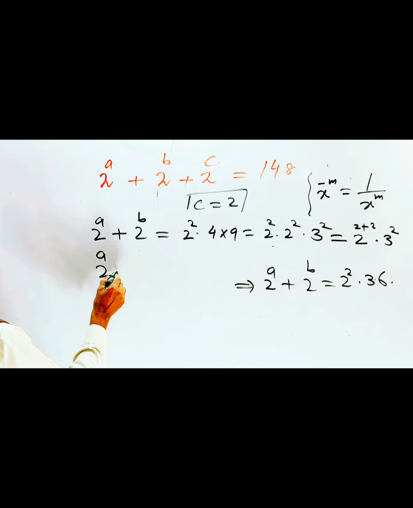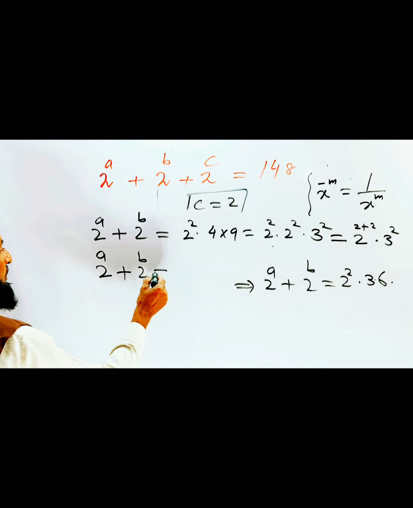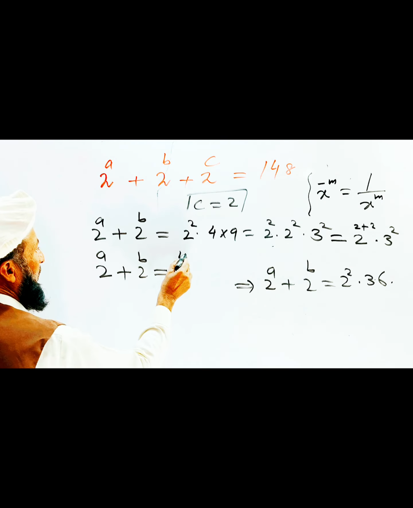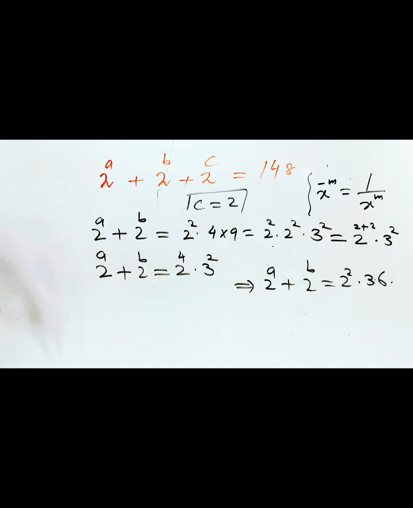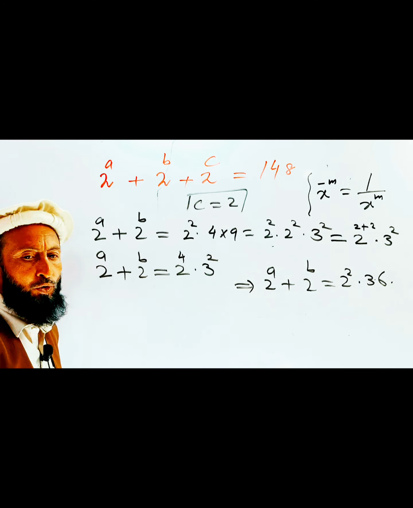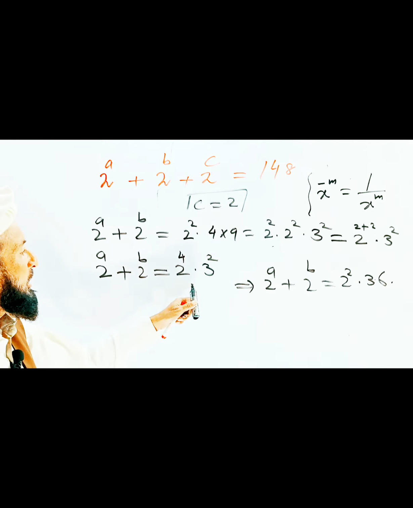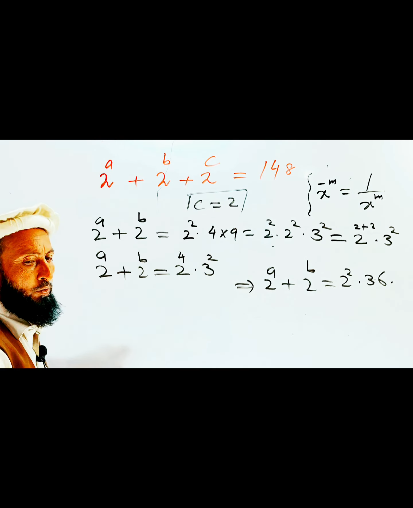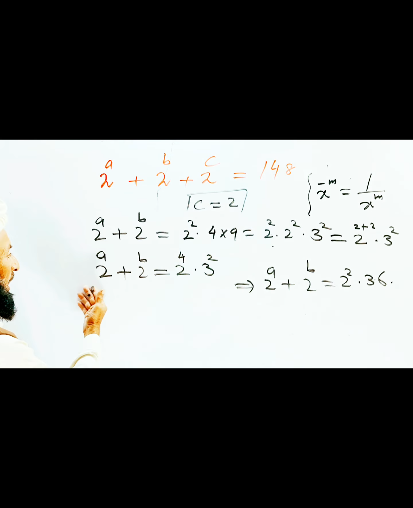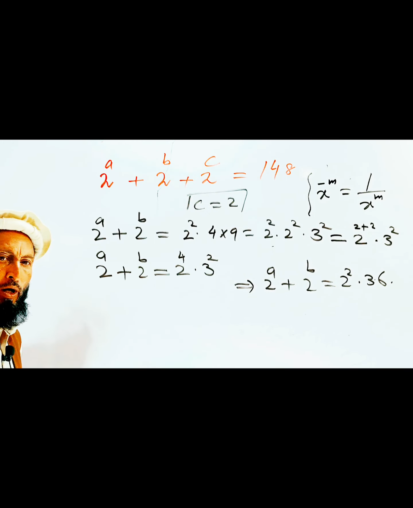Similarly 2^a plus 2^b is equal to 2^4 and 3 square. Now 2^4 we get 16 and 3 square we get 9. One is an even number and one is an odd number, but this side is also an even number. Now we try to make one odd and one even, with the same process.